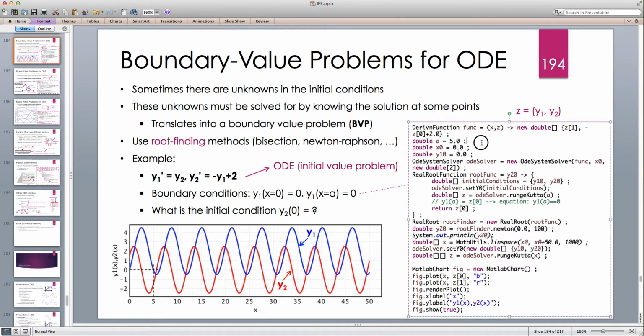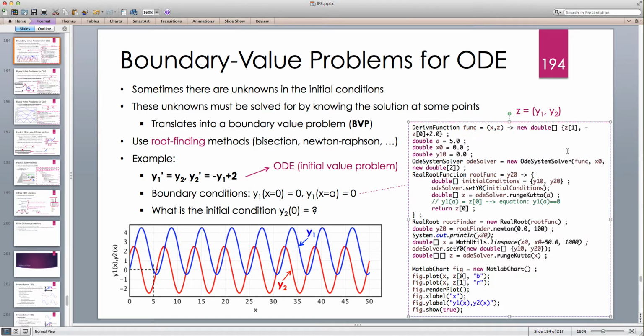We give a some value, let's say 5. x0 is 0, so from 0 to 5, and y1 at x equals 0, so y1 0 is 0. We already know the initial condition for y1. And then we define an ODE system solver, because we have to pass the deriv function to an ODE system solver, a new ODE system solver.